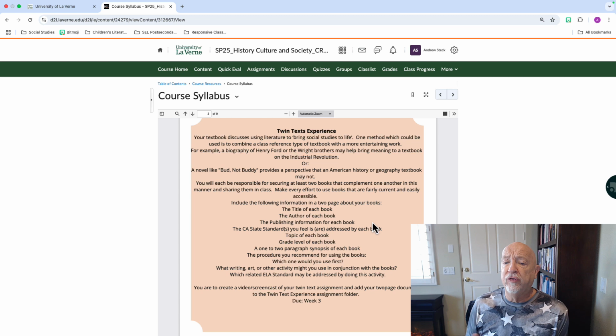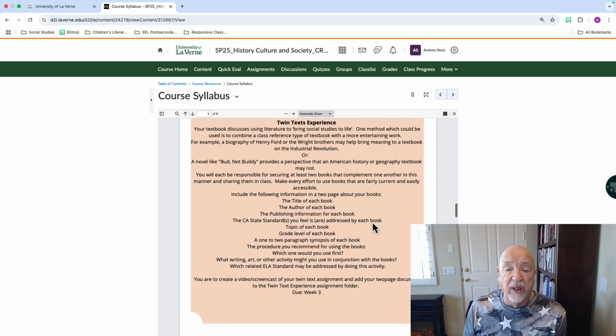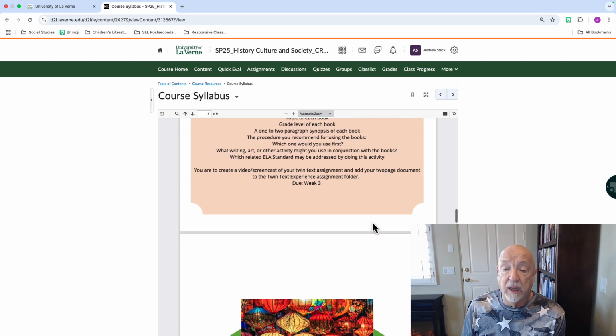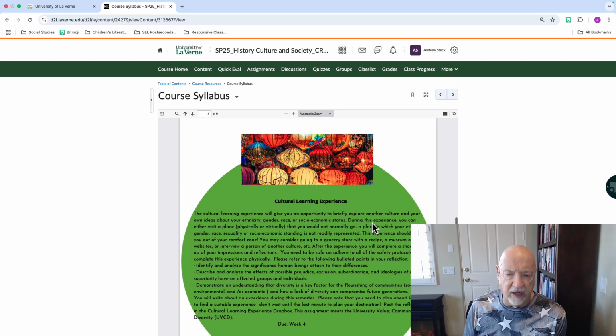Then we're going to compare 2 books. We're going to look at 2 books on the same topic, and you're going to talk a little bit about which one you would use first, which one you would use second, and why you would use those. And there's an outline that you will actually use to look at those 2 children's literature books or textbooks.